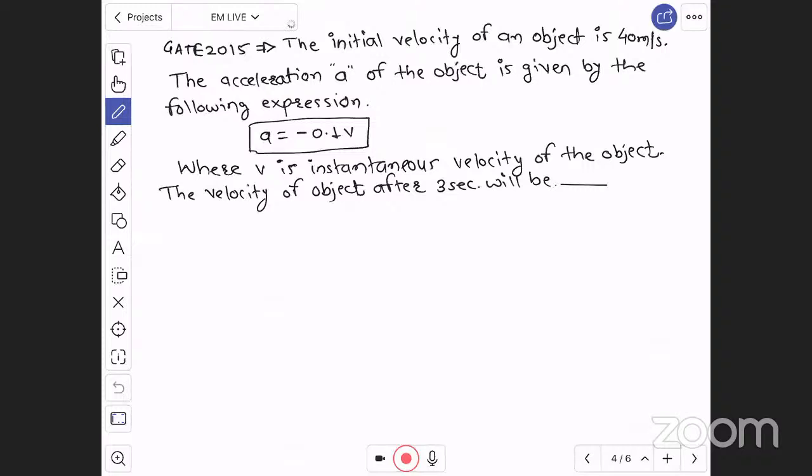The next question is on your screen. This question was asked in GATE 2015, again for 2 marks. Now I am expecting this question to be solved from your side. Someone should post an answer in the comment box.